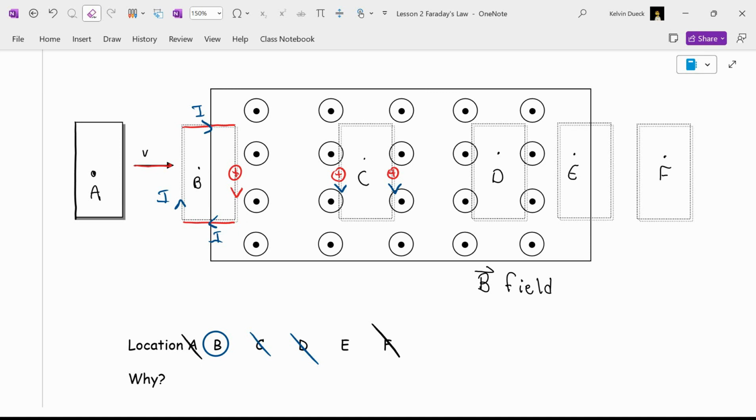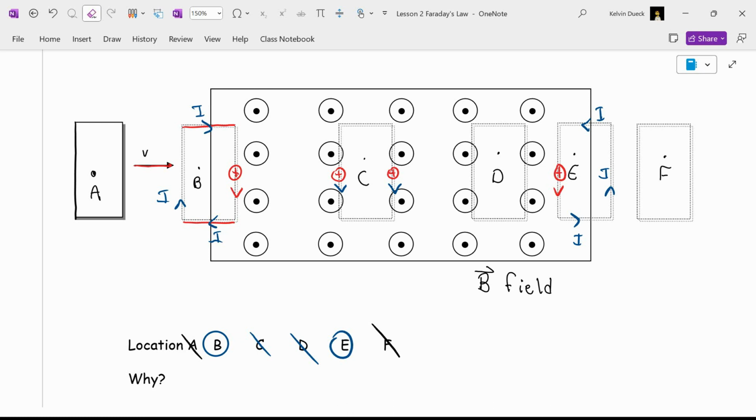You will, however, get one in situation E. In situation E, this time it's the back proton that's still in the magnetic field, still moving to the right, Carter. It's going to feel a force this way. As you leave the magnetic field, you're going to get a current in the counterclockwise direction. This gives you kind of an alternating current over an extended period of time. But you are going to get an induced voltage in situation E. So Faraday saw this and he had his, I've got it, aha moment.